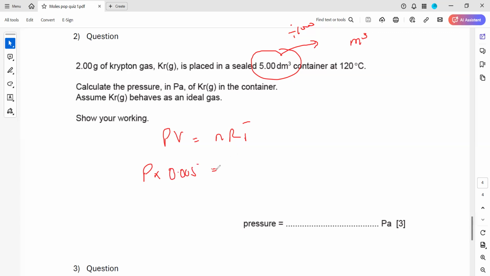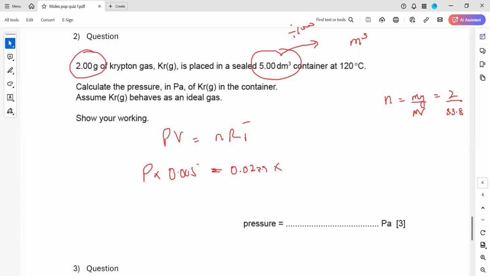n is the number of moles. How to work out the number of moles? We have the mass in gram. So from mass in gram, we can work out the moles, which equals mass in gram divided by molar mass. Mass in gram is 2. And krypton is monoatomic, so you can work out the mass using the periodic table. The mass of krypton is 83.8. So 2 divided by 83.8, we get the moles 0.0239.